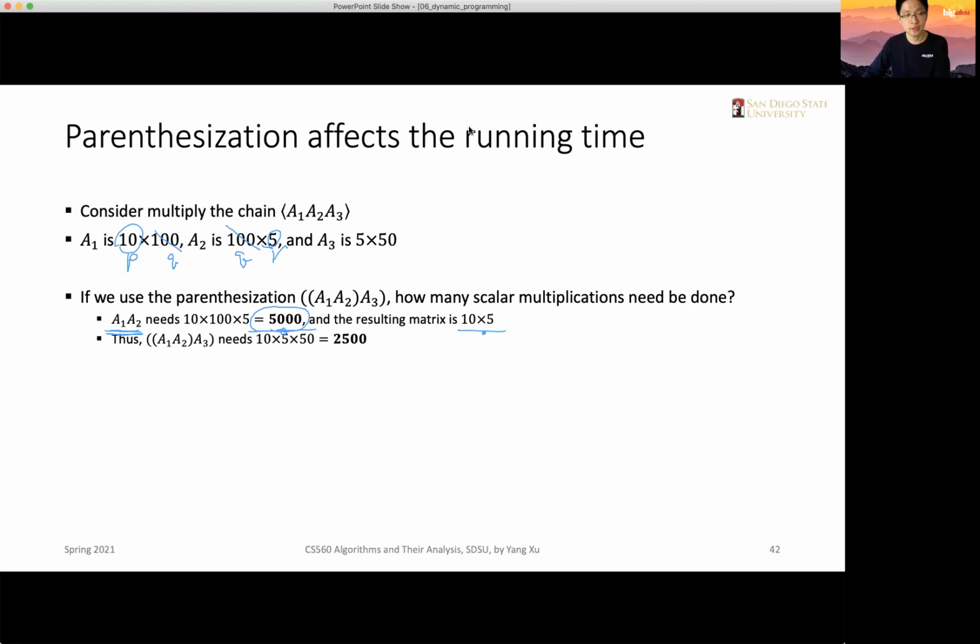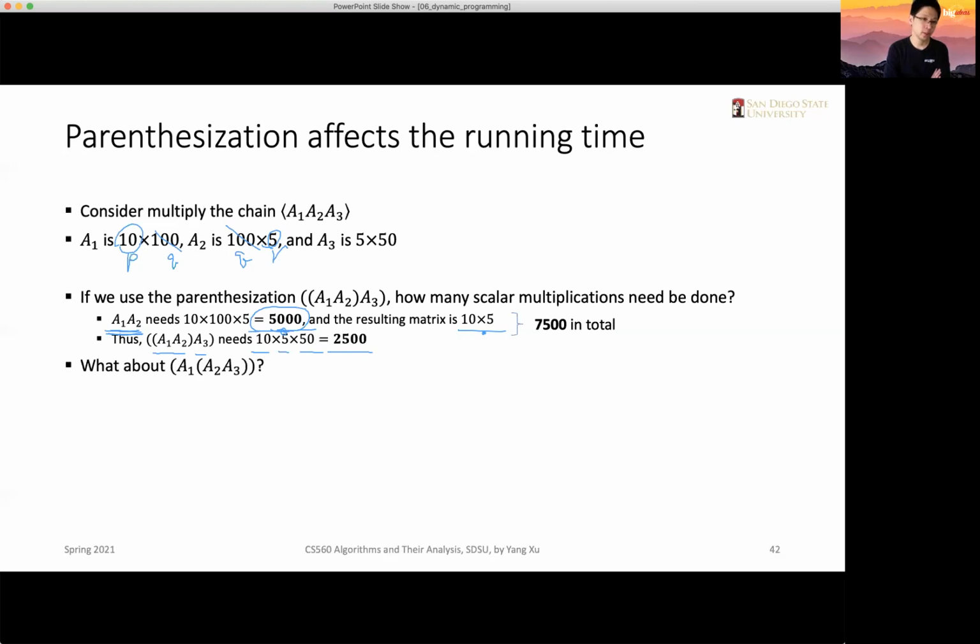Then the next step is to multiply this 10 by 5 matrix with a 5 by 50. Then the cost would be 10 times 5 times 50. That is also a new PQR, right? Which is 2,500 scalar multiplications. All right, then altogether, we will have 5,000 plus 2,500, which is 7,500. Okay, what about we do it in a different way?